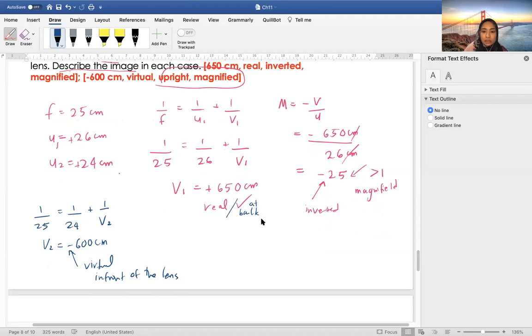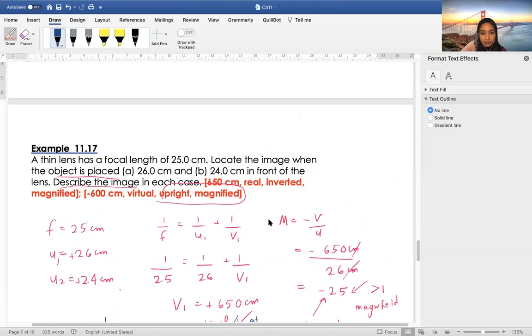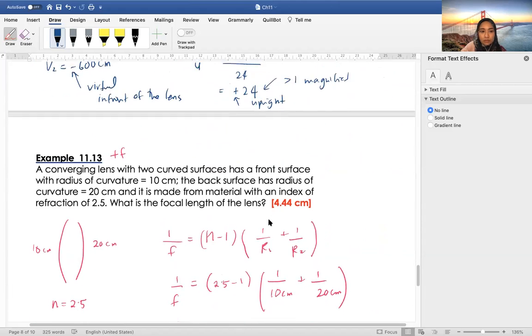All right, so now we want to describe how our image looks like. So let's use the magnification equation, negative V over U. Negative 600 over U. U is 24. So I will get an answer of positive 24. Again, this guy is greater than 1. It is magnified. This guy is positive. It is upright. Okay, senang. Cuma kena tahu je positif maksud apa, negatif maksud apa. Ini banyak hafal sebenarnya. Okay, which is my least favorite.